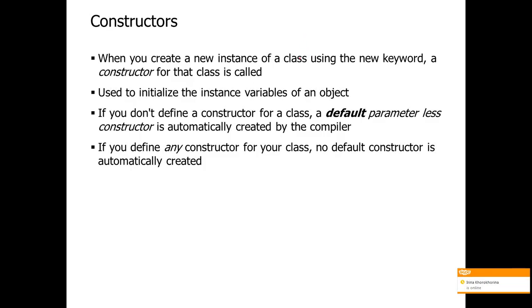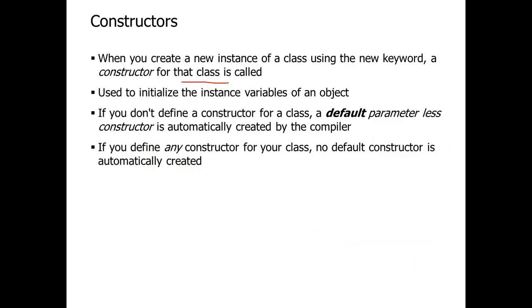When you create a new instance of a class using the new keyword, a constructor for that class is called. Right? Whenever you create a new object of any class, you are calling the constructor. This constructor can be used to initialize the instance variables of the objects. If you don't define a constructor for a class, a default parameterless constructor is automatically created by the compiler. There is a constructor created by the compiler for you if you don't do it. So in our examples also we have a constructor. If you define any constructor for your class, no default constructor is automatically created.